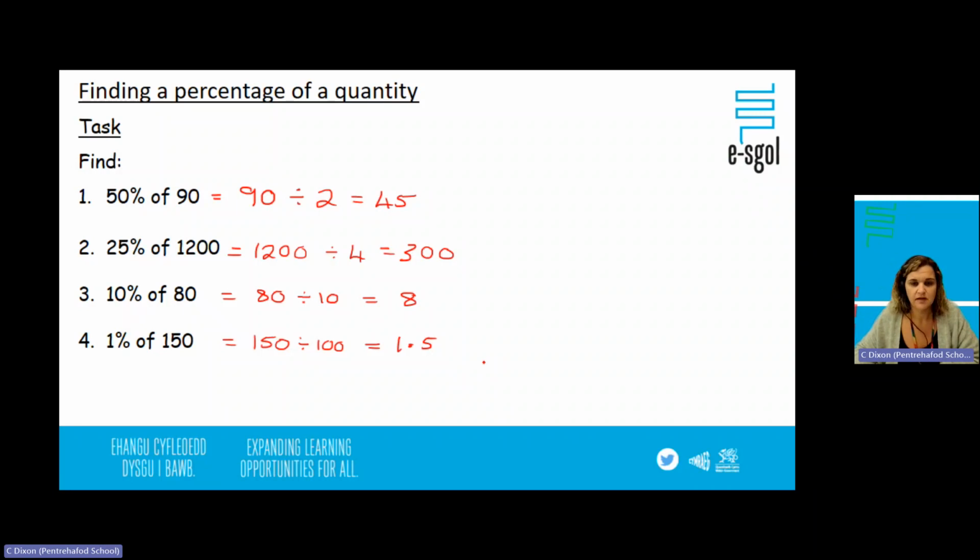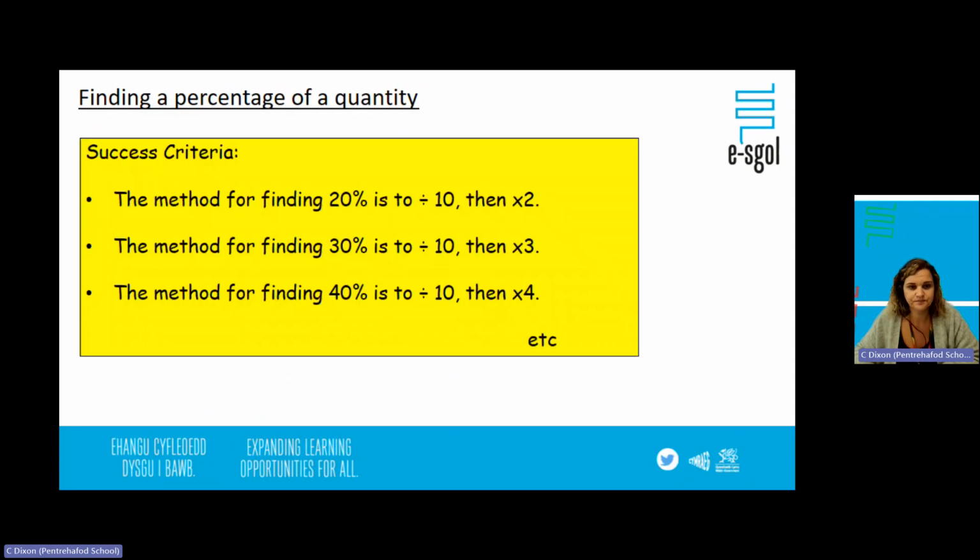Okay. Right, we need to build on this, okay? Unfortunately, we're not going to have questions that are just 50, 25, 10, and 1%. We've got to then use that to help us. So we're going to start by looking at using the 10% to build that up to find things like 20%, 30%, 40%. Okay, so you can see on the method box here how to do it. So 20%, you're going to start by dividing by 10, so that'll actually calculate what 10% is.